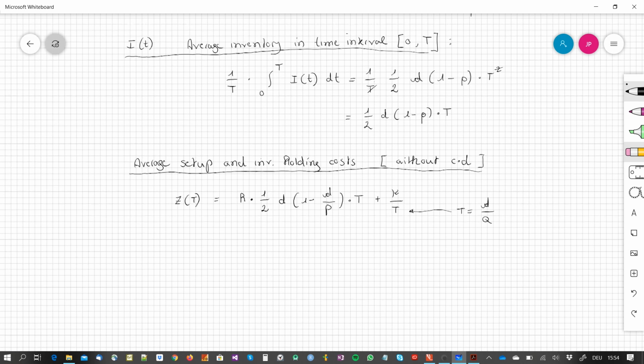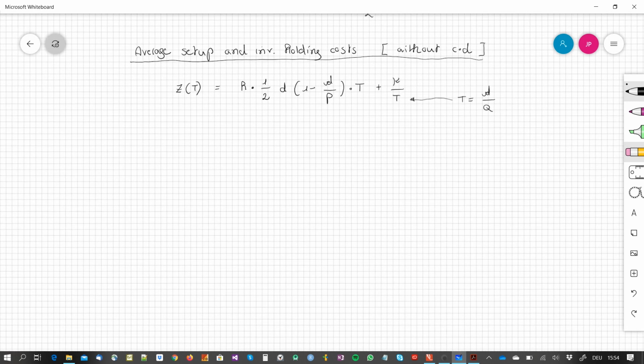Yeah, so after the usual differentiating of this cost function with respect to T and then setting this to 0, we get the optimal cycle length, or the optimal time in between the orders, as the square root of 2K divided by H multiplied by D, multiplied by 1 divided by 1 minus D divided by P, or denoted rho.